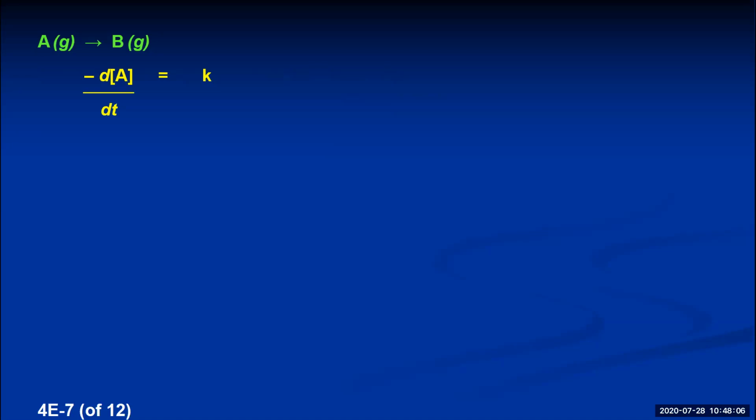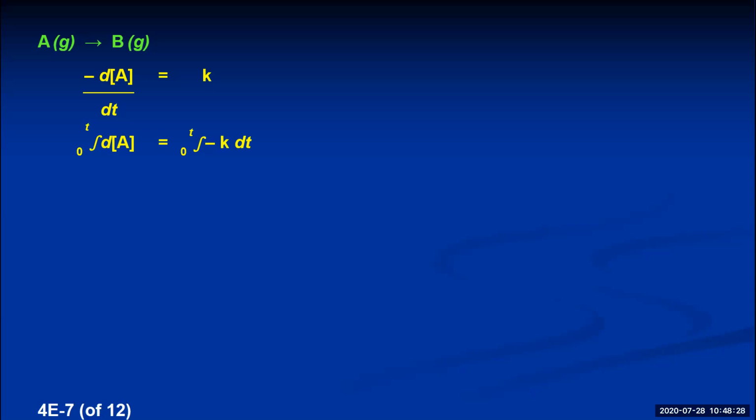So the rate of the disappearance of reactant A per time equals a constant if it's zero order kinetics. What I'm going to do is move the negative sign to the other side of the equation and bring the dt to the other side of the equation. Now I can integrate both sides of this equation. So now let's see if you know your integration.